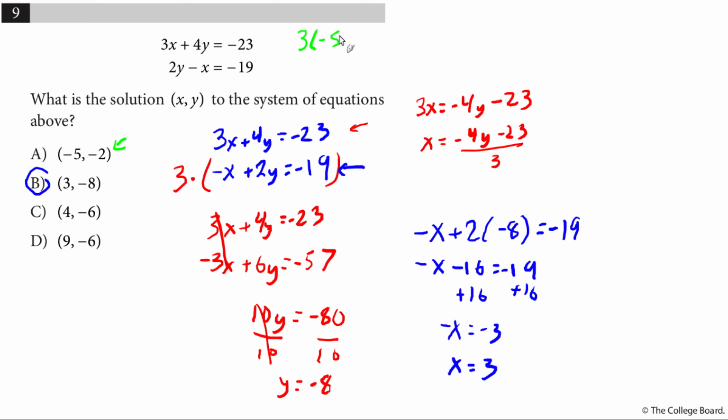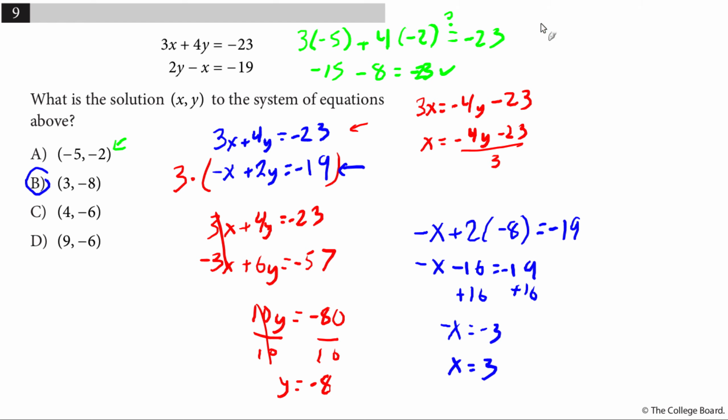3 times my x plus 4 times my y equals, with a question mark, because I'm not sure. And in this case, negative 15 minus 8 does in fact equal negative 23. Okay, so that worked, but it would have to work for both.